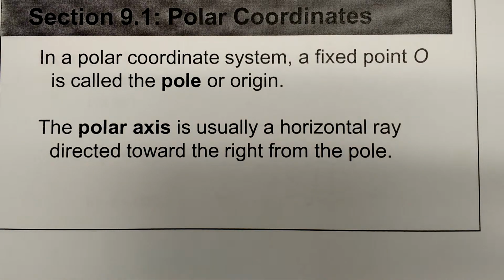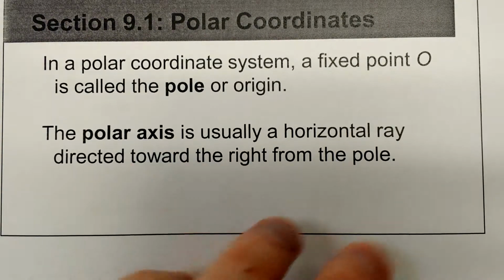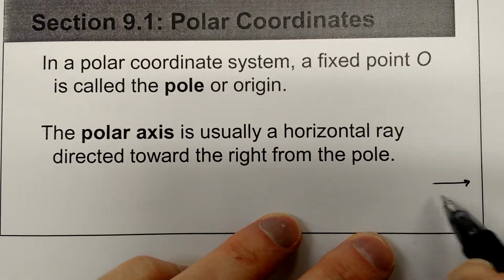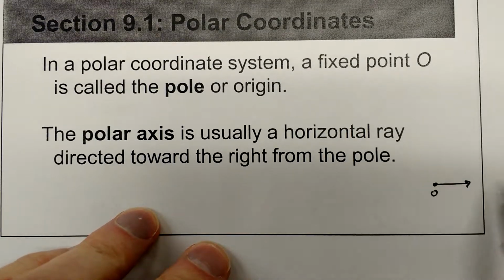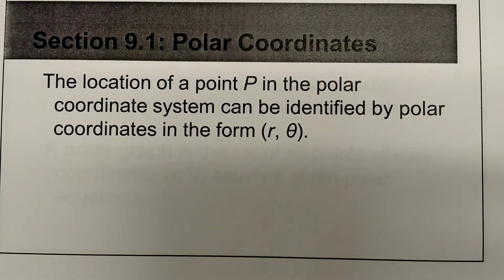So in the polar coordinate system, you have a fixed point O. That's called the pole. It's the same thing as the origin on the xy axis. And the polar axis is a ray that runs from the origin and points to the right, away from the pole. So if you think about the picture, it just looks like an arrow pointing right. So there's the origin O. The polar axis points to the right, so it's at 0 degrees. The location P in the polar coordinate system is identified by an ordered pair that looks like this: r comma theta. R is the radius, and theta is the angle at which the coordinate sits.